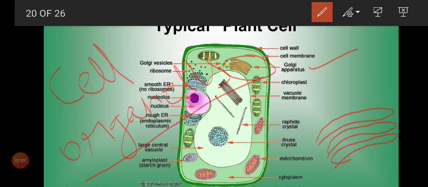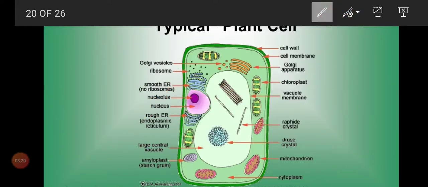So what is the structure of the Golgi apparatus? It is flattened, like this. Just draw. This is a flattened sac-like structure; we can call it the Golgi apparatus. What will it do? The Golgi apparatus will secrete some enzymes. And next, we'll move on to the next category.